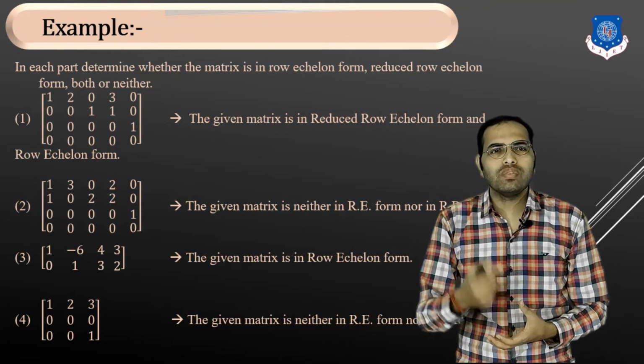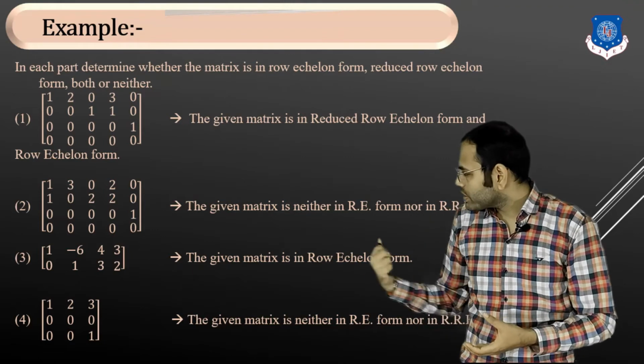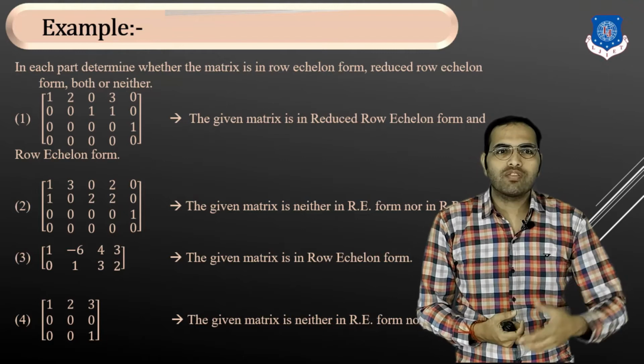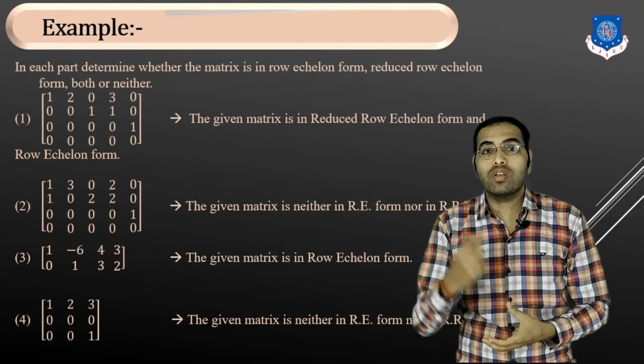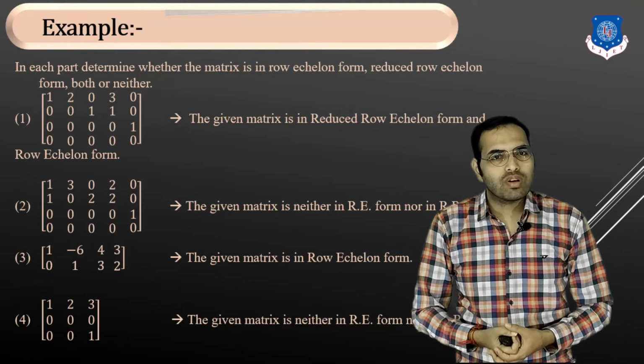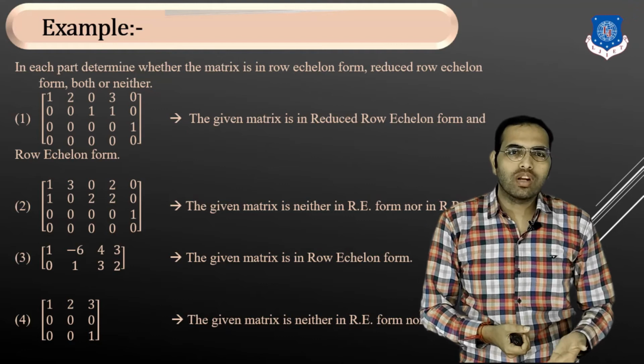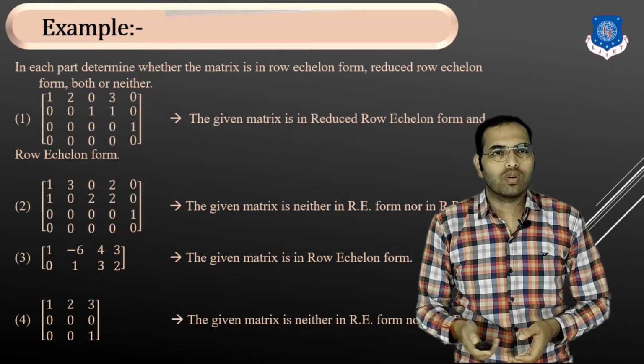Fourth one: 1 2 3 0 0 0 0 0 1. In this fourth example, the first condition was not satisfied, because a non-zero row lies in the middle of the matrix. That means we can say that it is neither row echelon form nor reduced row echelon form.